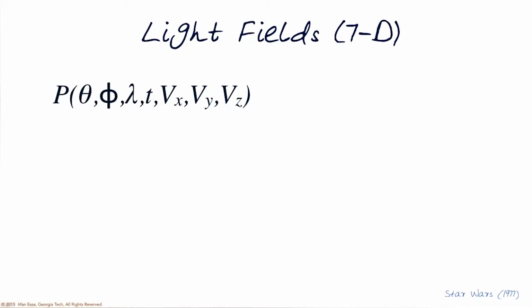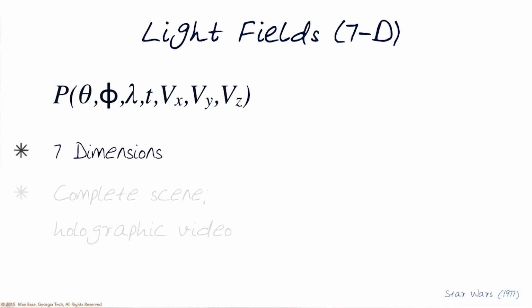Let's look at a variety of light fields. Of course, if you notice, we basically started off by looking at this function here, which of course has 7 parameters. So this is a 7-dimensional light field, has 7 different dimensions. Again, we know what these are by now. It captures the entire scene, and in essence, this would be the best way to represent a holographic video, right?